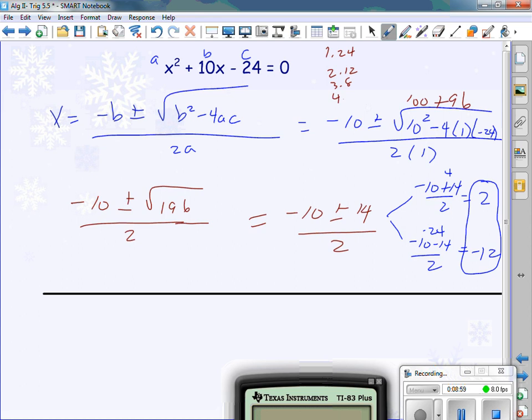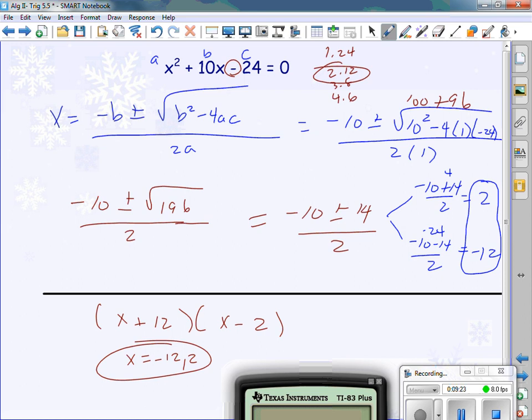The signs are different, so I have to subtract, and get a 10. It has to be here. Positive 12, negative 2. My answers are negative 12 and 2. What do you notice about that method? It's faster, but you had to think.